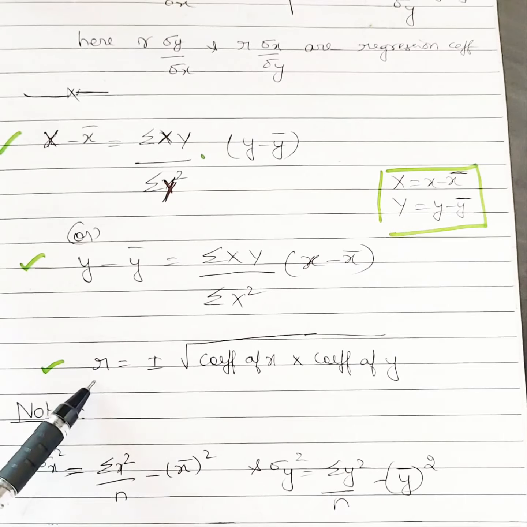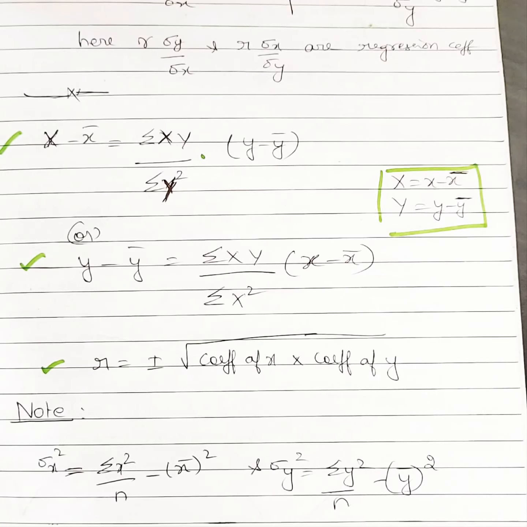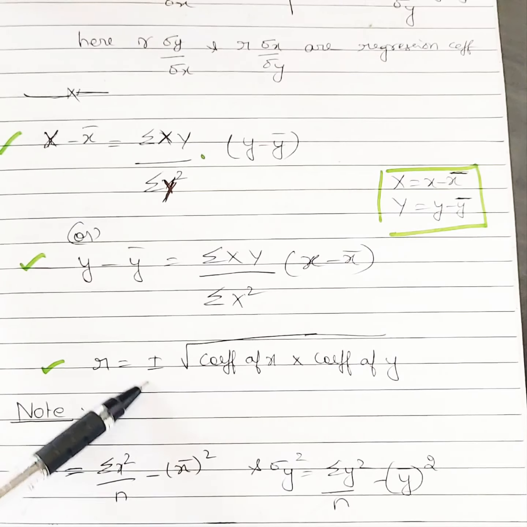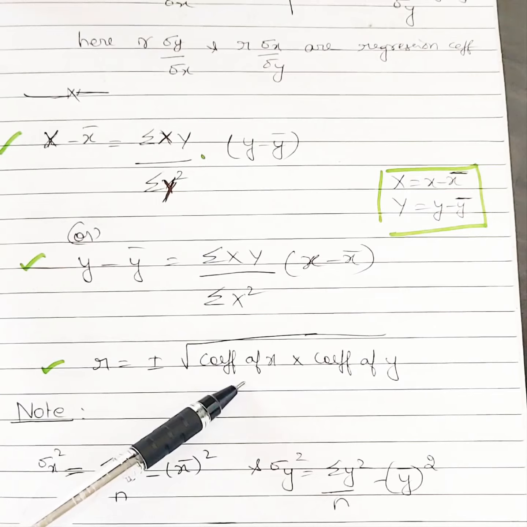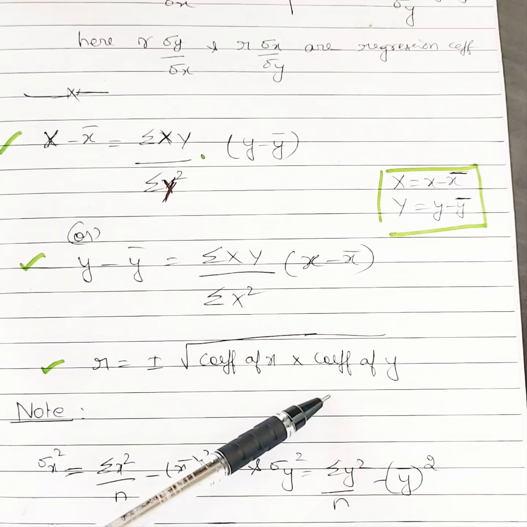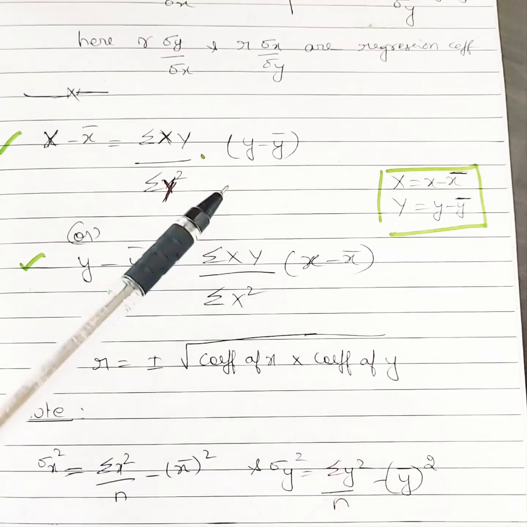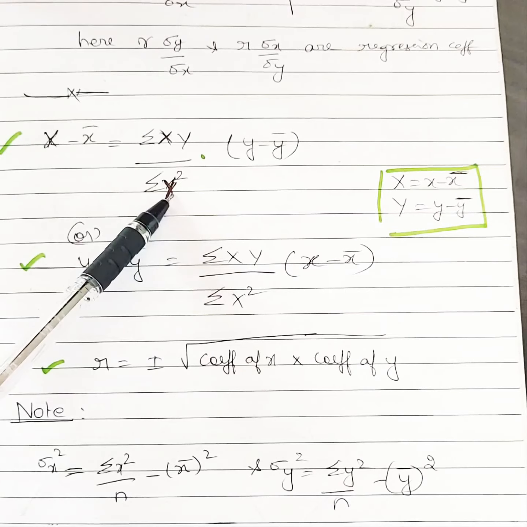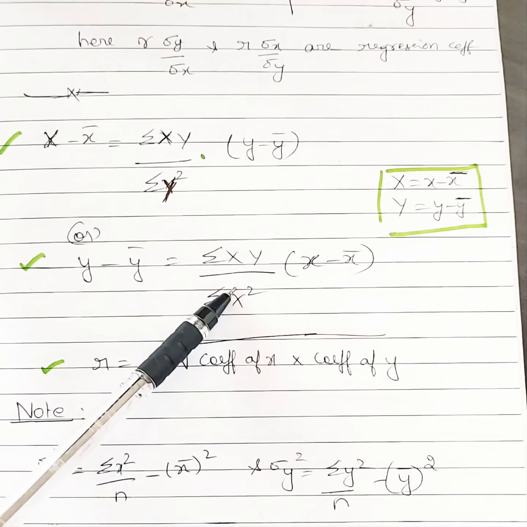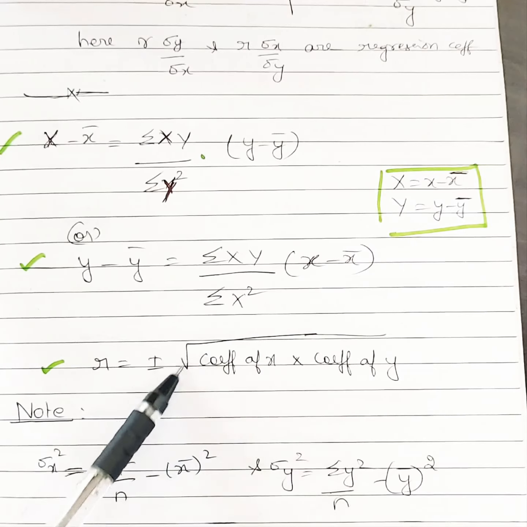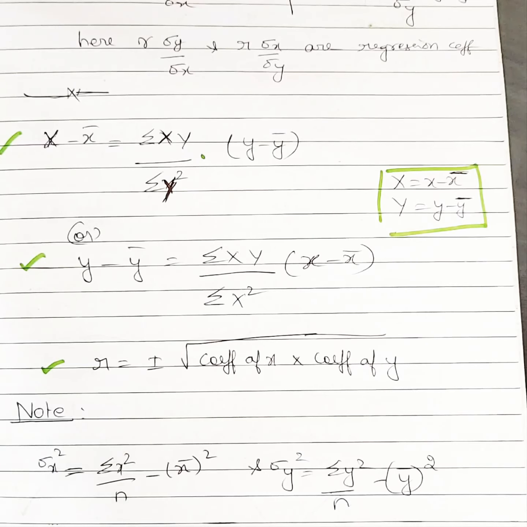And please note down this formula also. For example, in your question, they asked you to find the equation of regression lines and hence the correlation coefficient. In that case, you can find R by using this simple formula, plus or minus square root of coefficient of x into coefficient of y. Okay. So, from this you can write coefficient of y, from this you can write coefficient of x, and you are going to multiply and take the square root to find R.